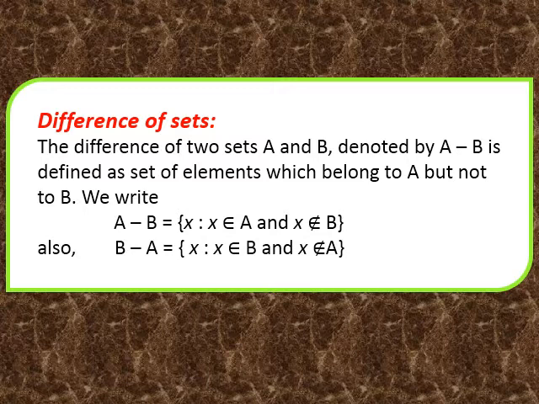So we write A minus B equals {x such that x belongs to A but x does not belong to B}, and B minus A will be equal to {x such that x belongs to B and x does not belong to A}. As simple as that. So pause and note down the points.